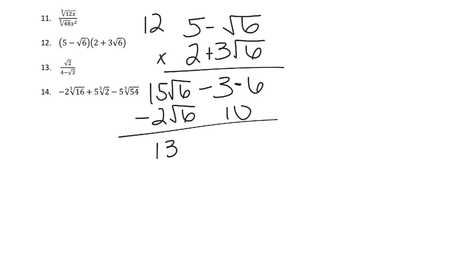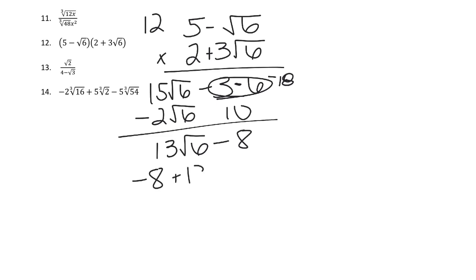So I have 13 radical 6. This is negative 18 plus 10, which is negative 8. And we usually write the number first: negative 8 plus 13 radical 6.